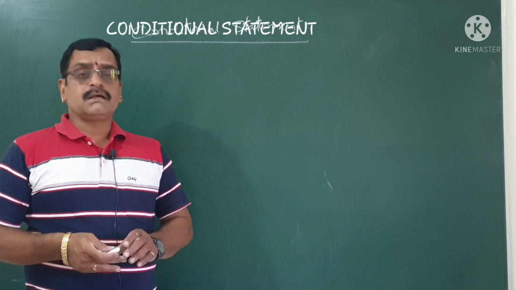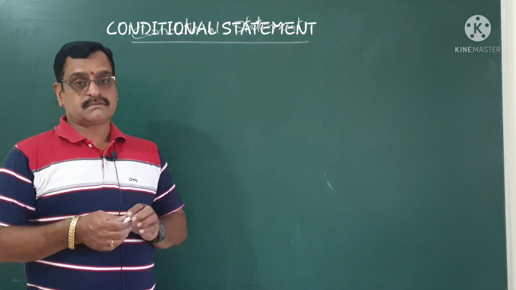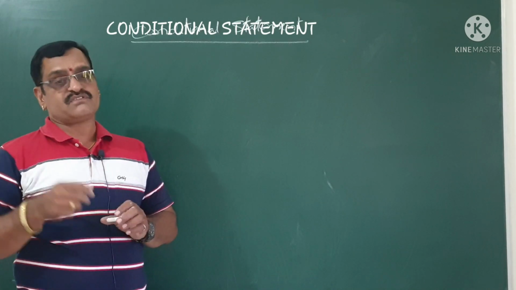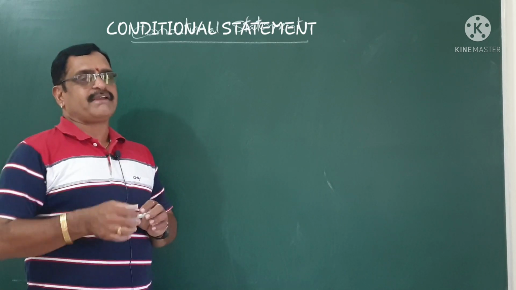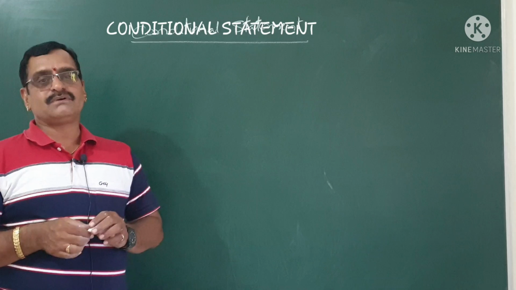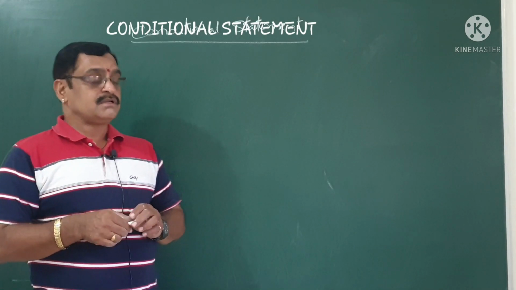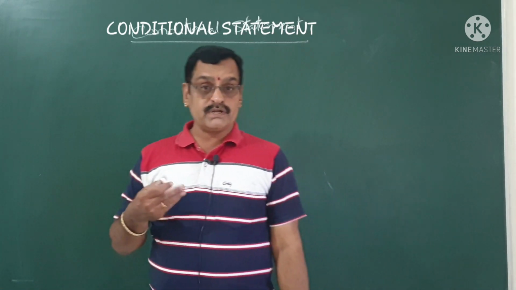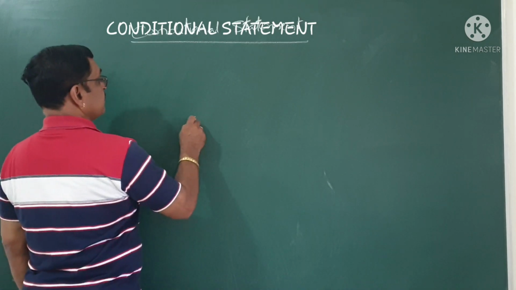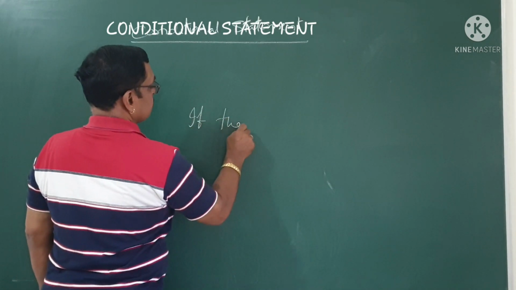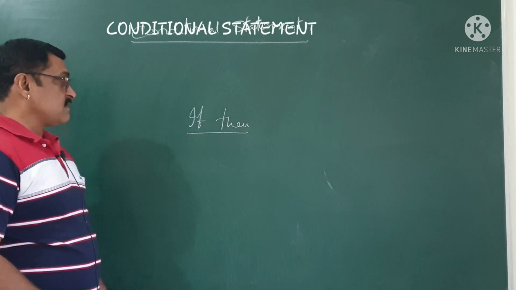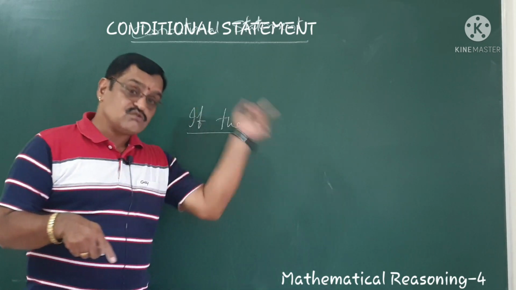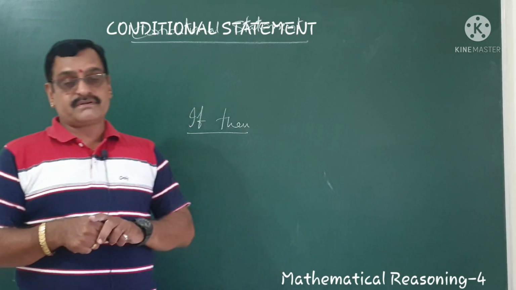We know very well how we get compound statements. By joining two or more simple statements with a special phrase called connectives, we get a compound statement. So in the case of a conditional compound statement, which phrase are we going to use? That phrase is if-then. That means if two statements are joined by the connective if-then, the new statement is called a conditional statement.